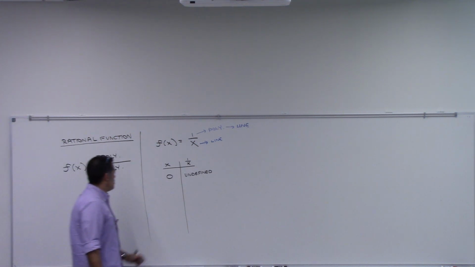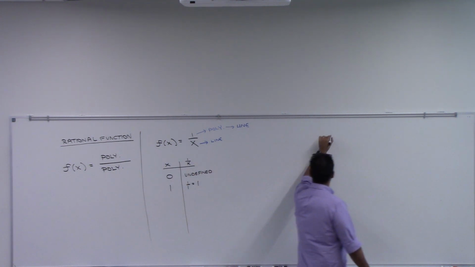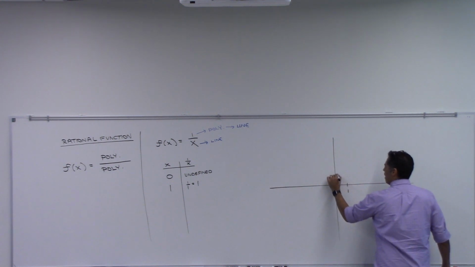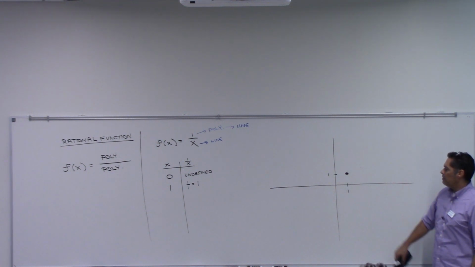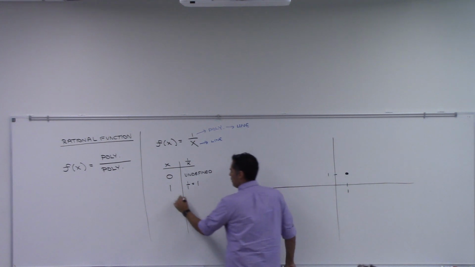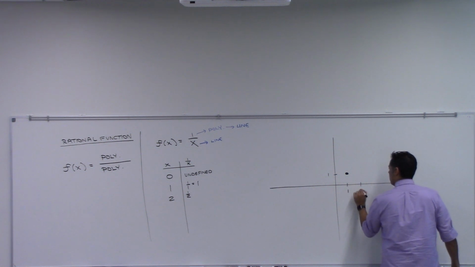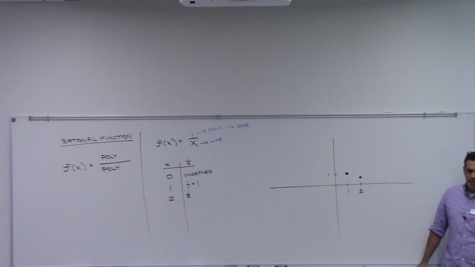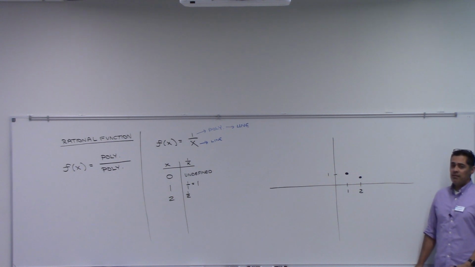Let's try 1. What happens when you plug in 1? You get 1 over 1, which is just 1, right? Let me try doing this graph over here. When I plug in 1, I get 1. There's a point. That point lives on my graph. How about if I plug in 2? I get a half, right? So at 2, I'm halfway up. You see what's going to happen? Plug in 3, I'm going to be at what? 1/3, 4, 1/4, 5, 1/5, 10, 1/10, 100, 1/100th.